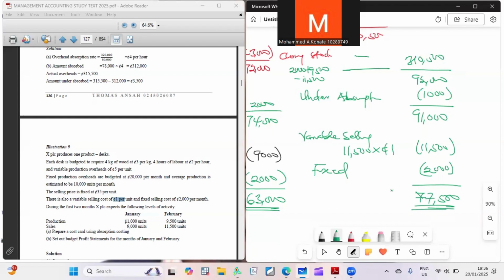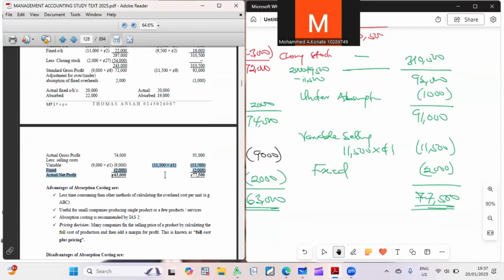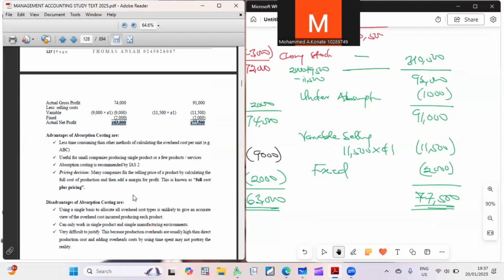So this is how we do absorption costing. Let's see if you had our figures right with the solutions. All right, so that is fine. So now you have to learn some advantages and disadvantages of absorption costing.